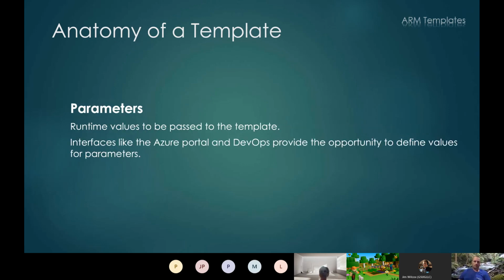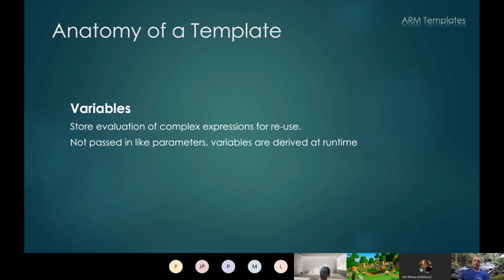Parameters. Just like a function or a method takes parameters, Azure templates take parameters so that you can reuse your templates. For instance, if you're creating a key vault, you can make the name templatized. You can make the location templatized. Et cetera. So you can use the same template over and over again and just pass in the things that are going to change. Variables, again, just like programming, you can create variables inside the script. These are not passed in, but they are evaluated at runtime, and you can reuse them in multiple locations.